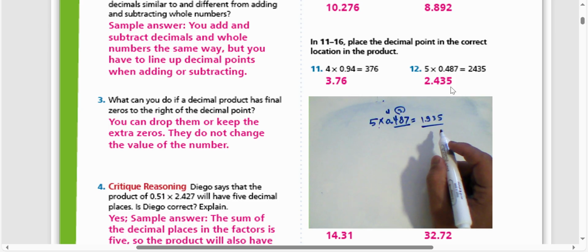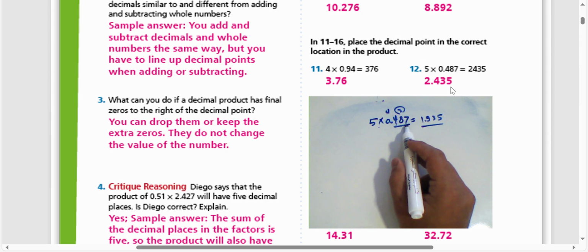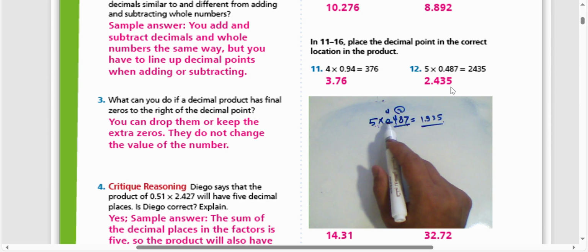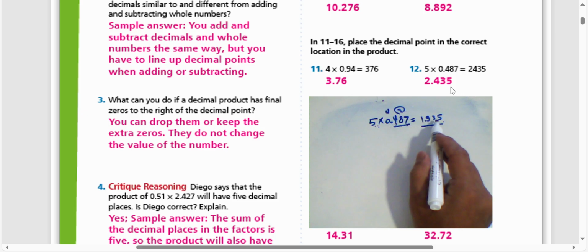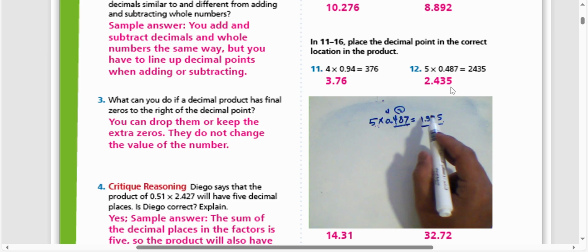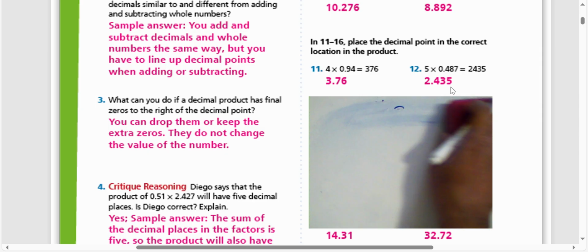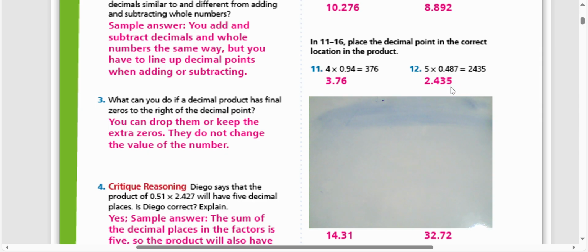We have 487 times 5. 5 times 7 is 35, write 5 and carry up 3. 5 times 8 equals 40, 40 plus 3 is 43, write 3 and carry up 4. 4 times 5 is 20, 20 plus 4 equals 24. Okay, and the result will be 2 and 435 thousandths. Next example.